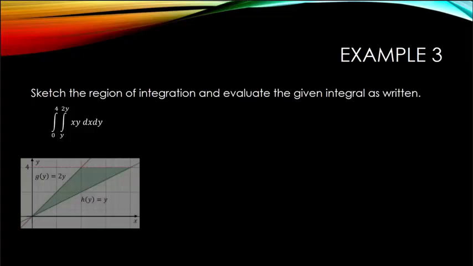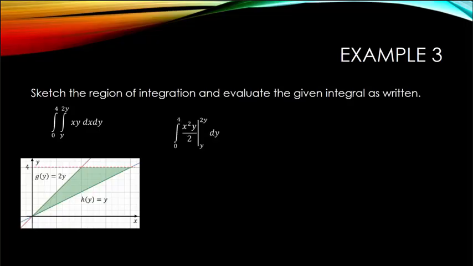My region is the region in the first quadrant that's bounded on the top by the line g of y equals 2y, and on the bottom by h of y equals y. It is also bounded by the line y equals 4. This gives me the integral from 0 to 4 of x squared y over 2 evaluated from y to 2y dy. This becomes the integral from 0 to 4 of 3y cubed over 2 dy. I get 3y to the 4th over 8 evaluated from 0 to 4, or 96.